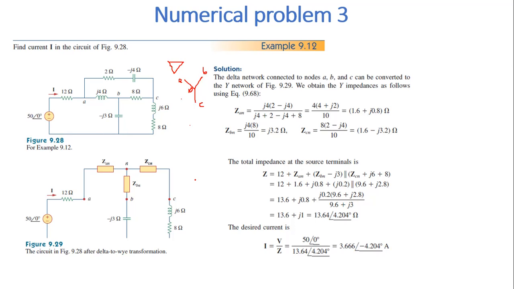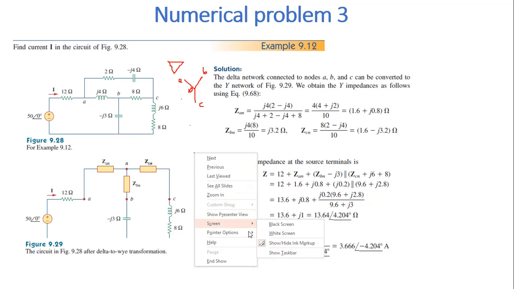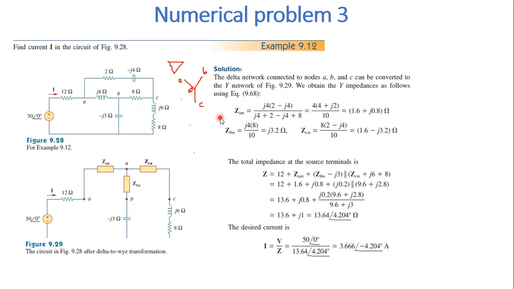So here we'll convert this first into a star domain circuit. The formula for converting delta to star is, ZAN is equal to, so if you draw the equivalent circuit, apply the formulas for delta to star and find the values of ZAN, ZBN and ZCN. Now after finding AN, BN and CN, the circuit gets simplified like this.